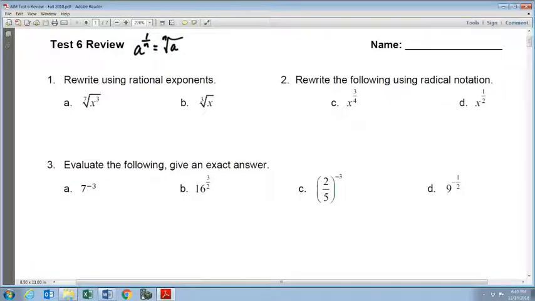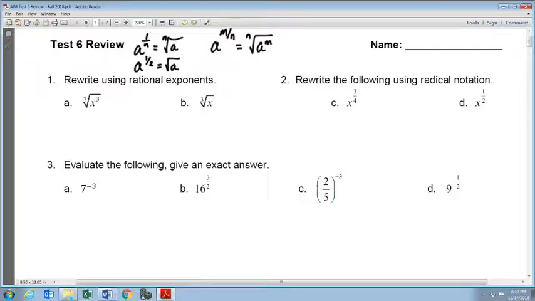We know that a to the 1 over n power is equal to the nth root of a, which specifically, the one we use the most is if you have some base to the 1/2 power, like a to the 1/2 power, that's equal to the square root of a. So anytime you have a square root, you can write that as that base to the 1/2 power.